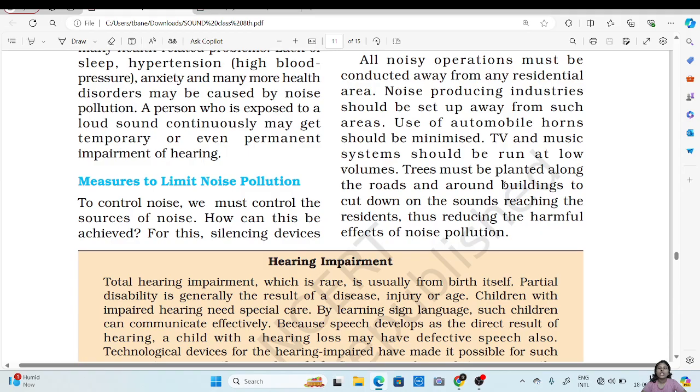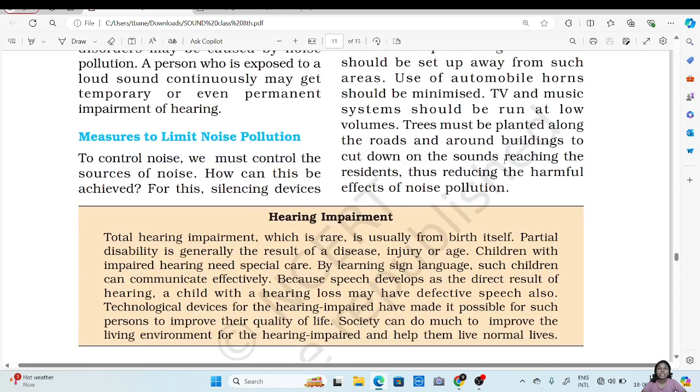Use of automobile horns should be minimized. Unnecessary honking on the roads, or even just because you're annoyed at somebody, just don't honk for absolutely no reason. So TV and music systems should be run at lower volumes. Trees must be planted along the roads and around buildings to cut down the sounds.